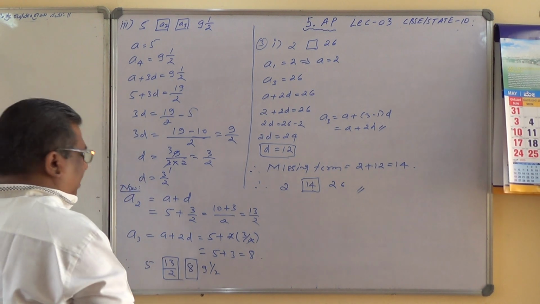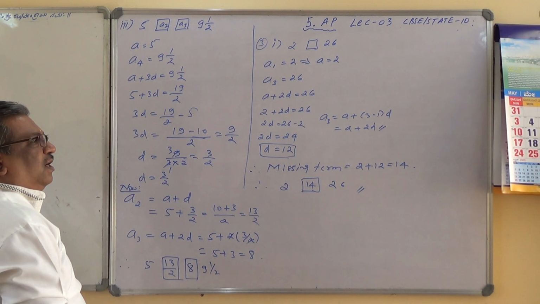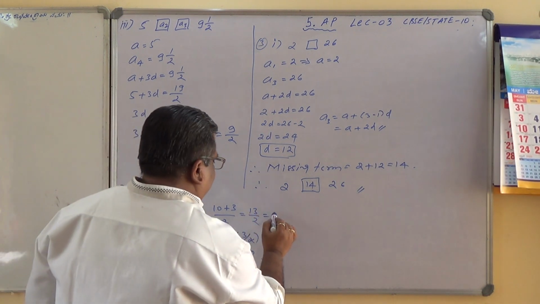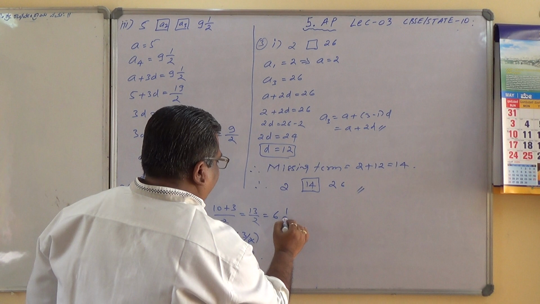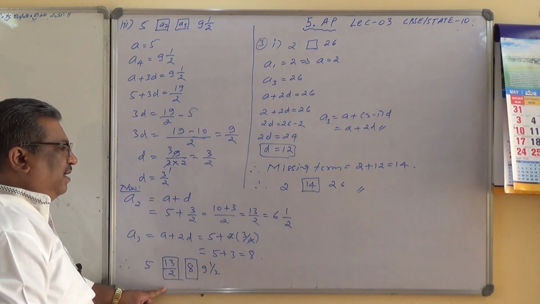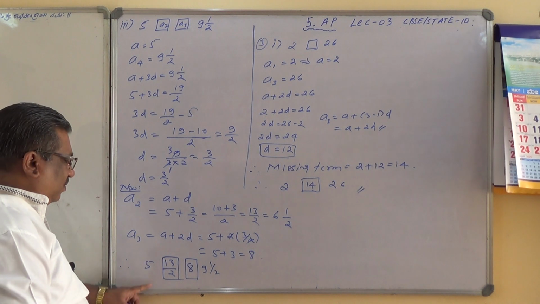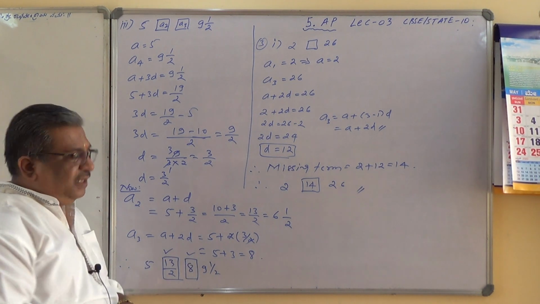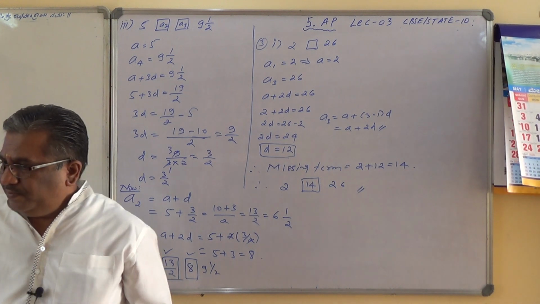And remember, this 13 by 2 sometimes we may convert into a mixed fraction. How do you convert it? 6 integer 1 by 2. Sometimes they write 6 integer 1 by 2 also. So these are the missing terms. Let me check the answer. Next, I think it is correct. I'll go to the next one now.